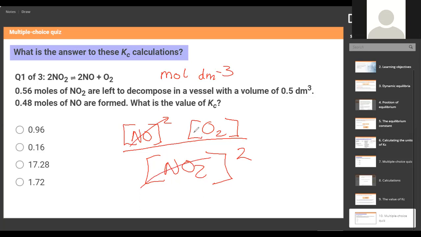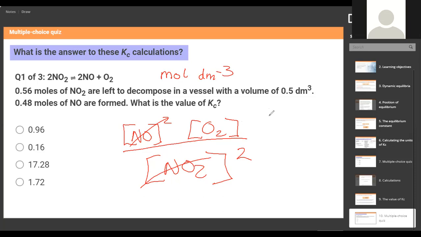So let's actually have a look at inputting some of this information then. We've got 0.56 moles of NO2. And we need to find the concentration. So we're going to get 1.12.